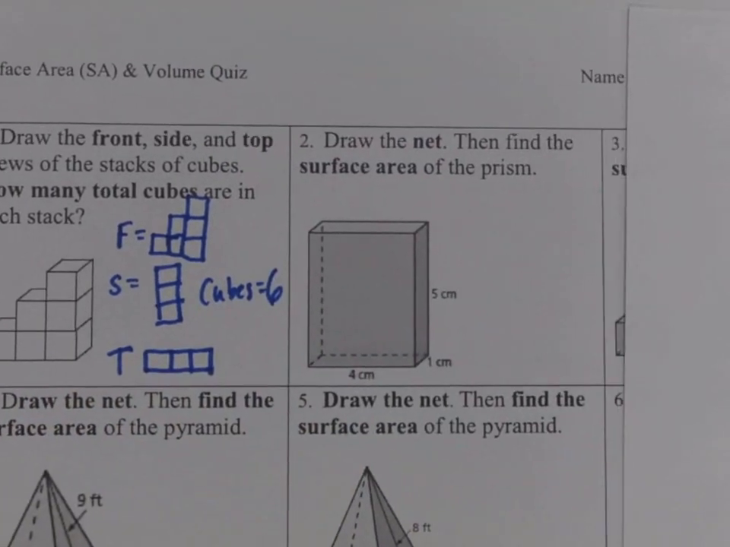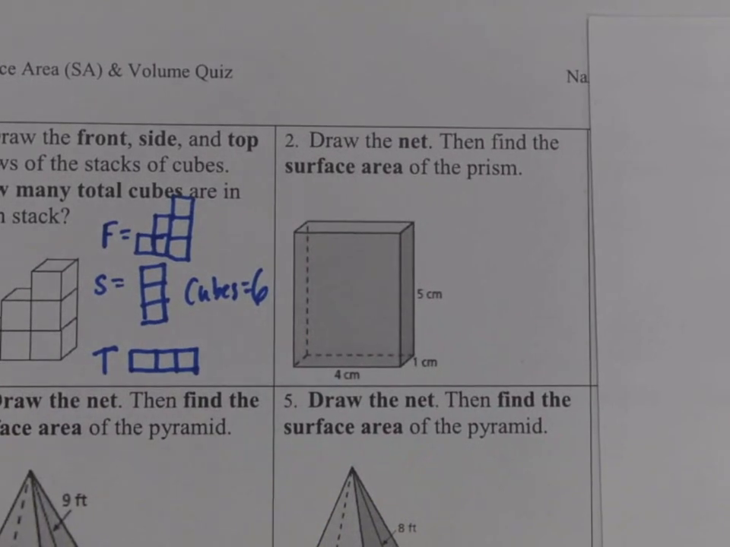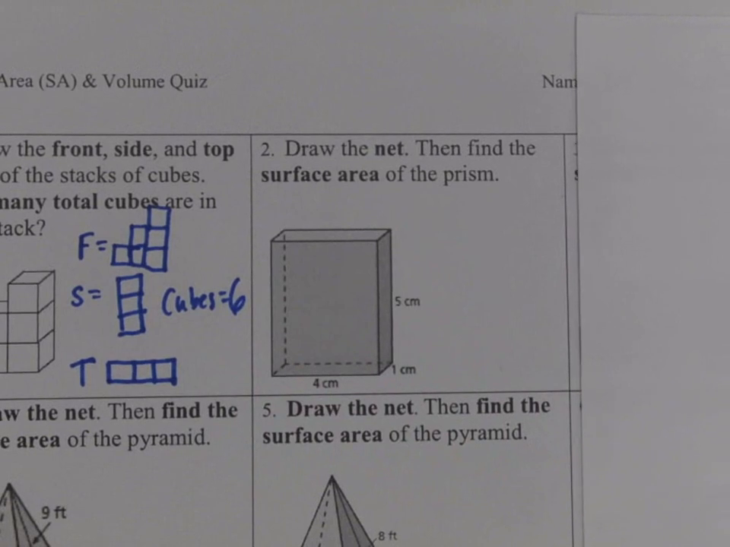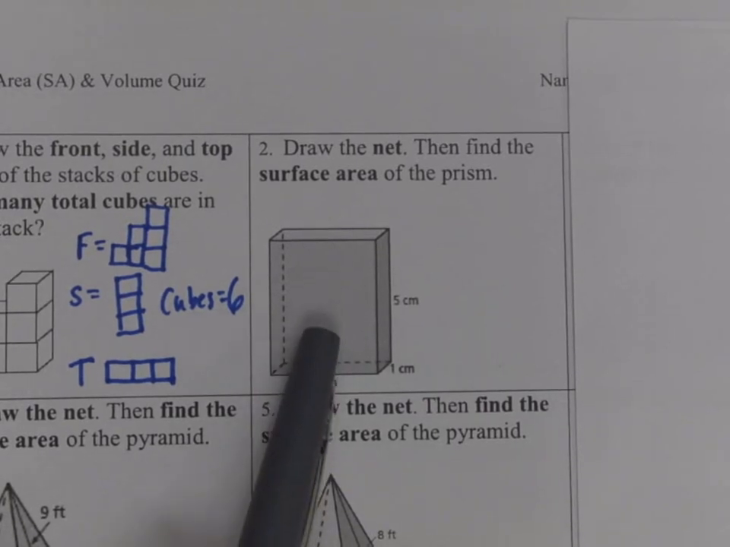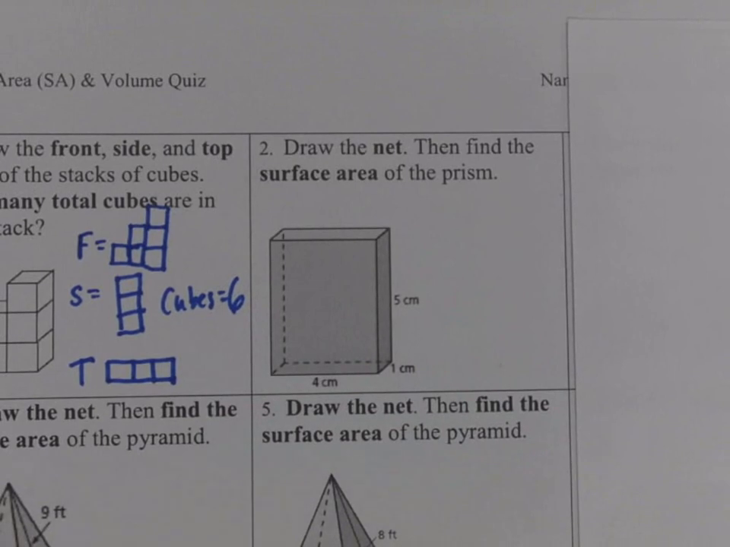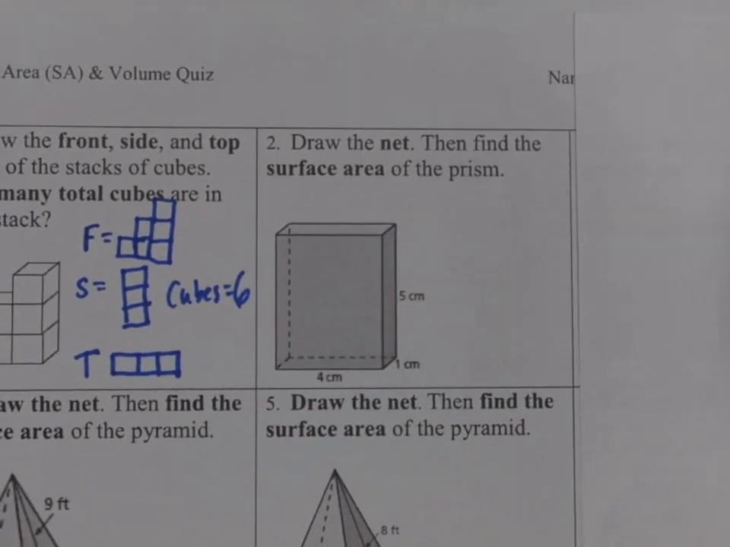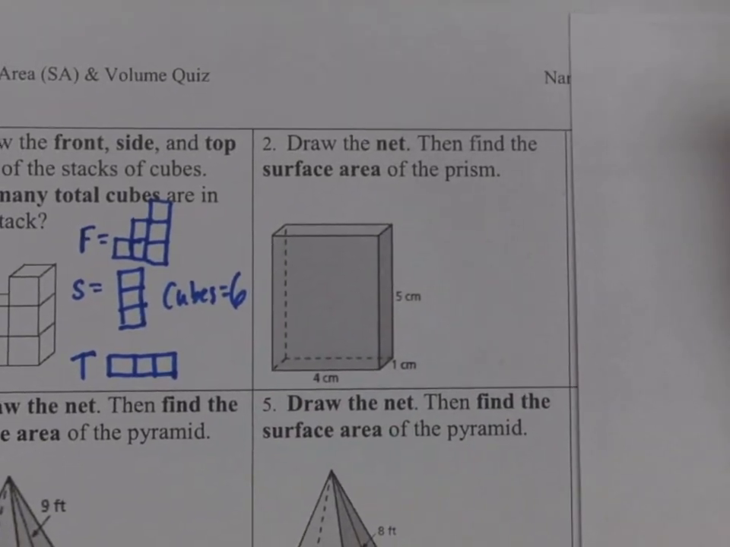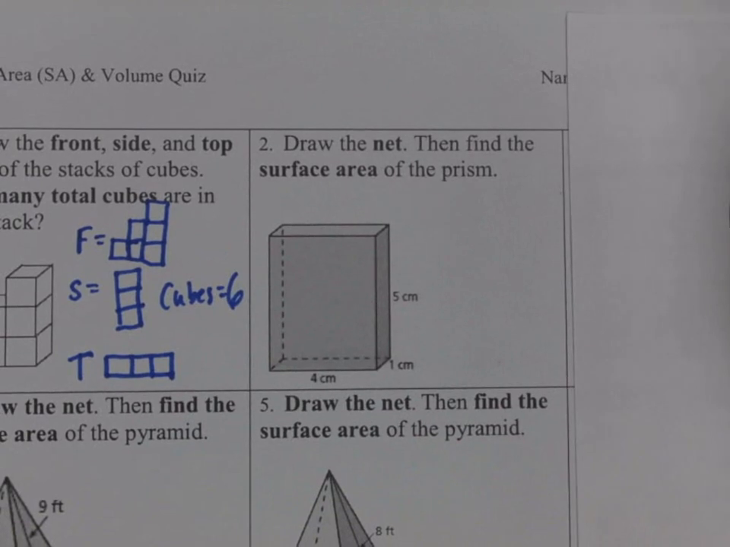Okay, question number 2 says draw the net, then find the surface area of the prism. Now remember, I am more concerned about finding the surface area. If you didn't draw the net, that's okay with me, but if drawing the net helps you, then do it. So to draw this net, I would first start off by drawing this lateral face that's in front. So it's 4 by 5. Okay, that's my first one.